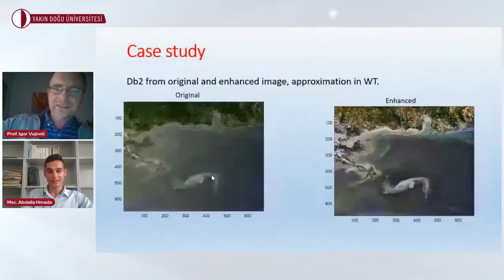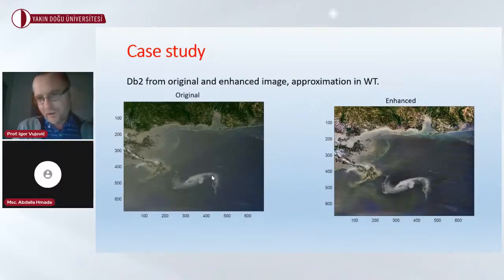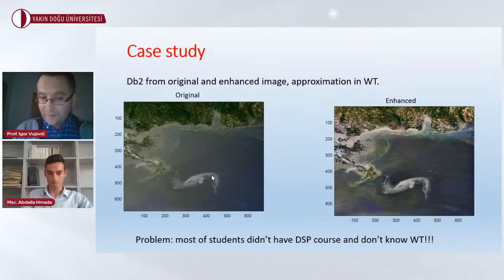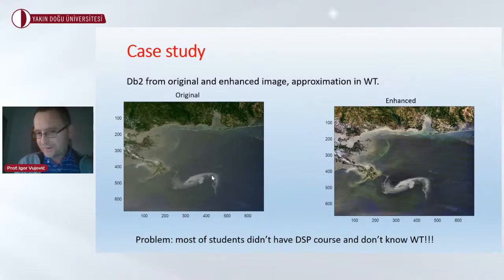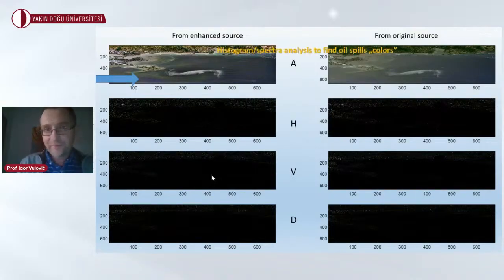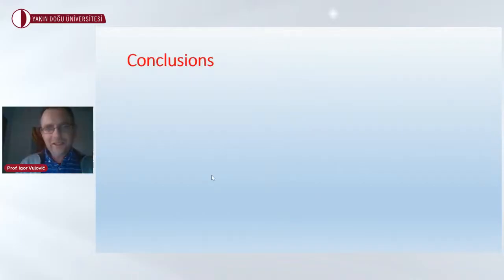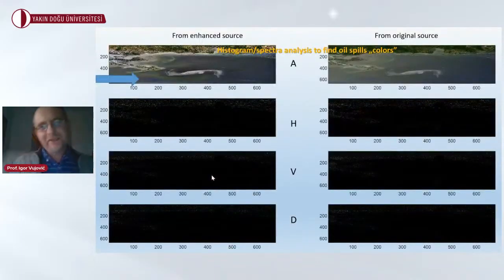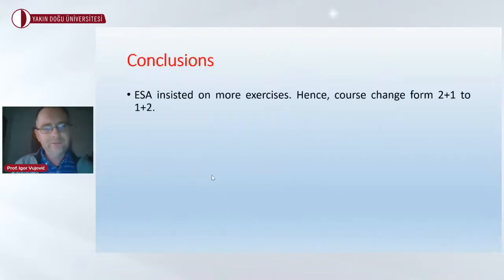So this is the enhanced image, and this is performed by Wavelet Transform in MATLAB. The problem was that most students didn't have a DSP course and don't know Wavelet Transform. These are examples of analysis with Wavelet Transform of original and enhanced source images. And histograms can be used, for example, in spectral analysis to find or enhance oil spills.